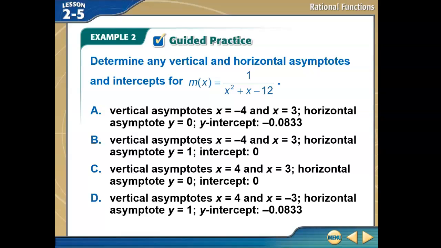Let's go through some of the other answers to figure it out. Vertical asymptotes -4, 3 for B. B can't be it because it says the intercept's at 0. C, vertical asymptotes at 4 and 3. C can't be it because that doesn't match. And then answer D, vertical asymptotes at 4, -3, horizontal asymptote at y equals 1. So all the other ones have false information except for A, leaving A to be our answer.